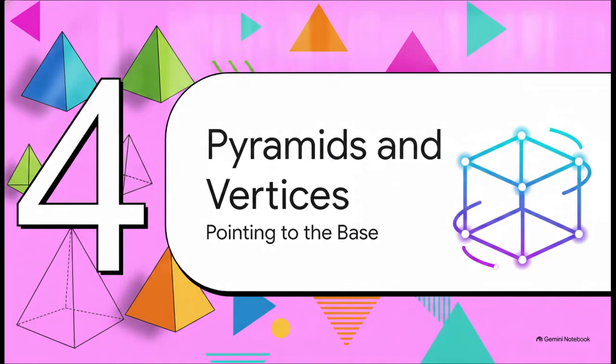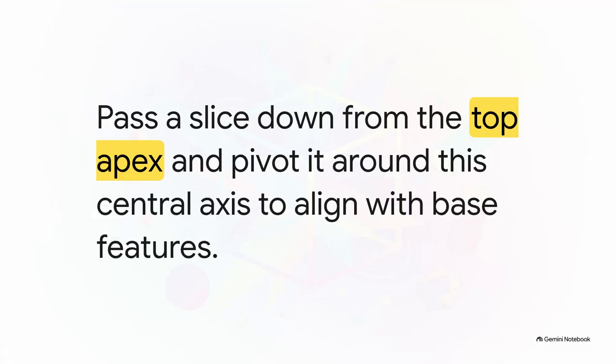Section 4. Pyramids and vertices. Box cuts won't work on shapes without opposite parallel faces. Instead, we have to look at the vertices. For a shape like a square pyramid, you find symmetry by dropping a vertical slice straight down from the top apex, the very tip of the pyramid. Imagine a laser pointing straight down through the center to the base. You then pivot that vertical slice across the base to see exactly where it creates perfect mirror images.